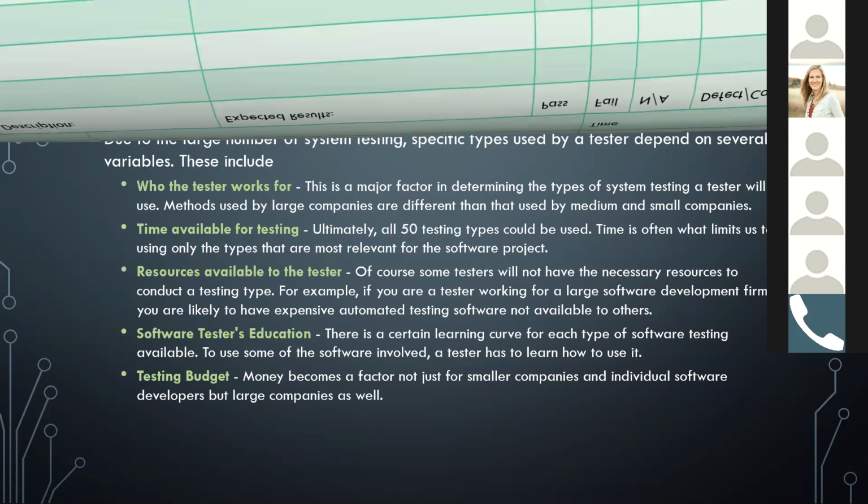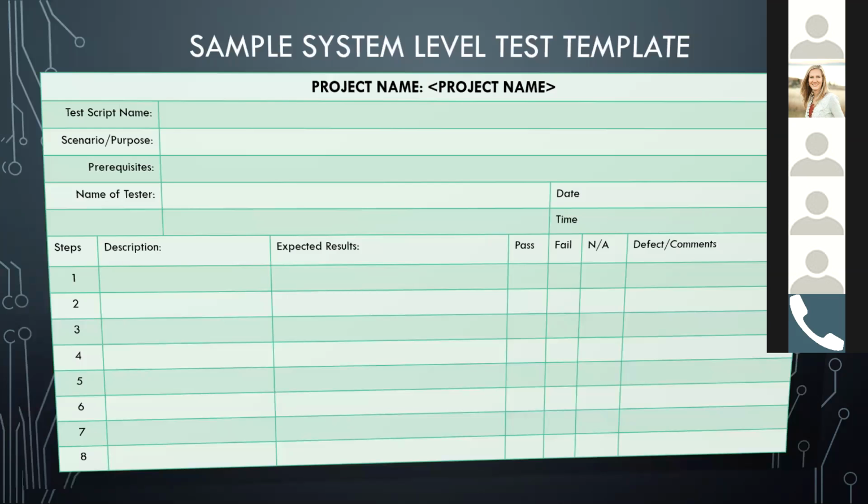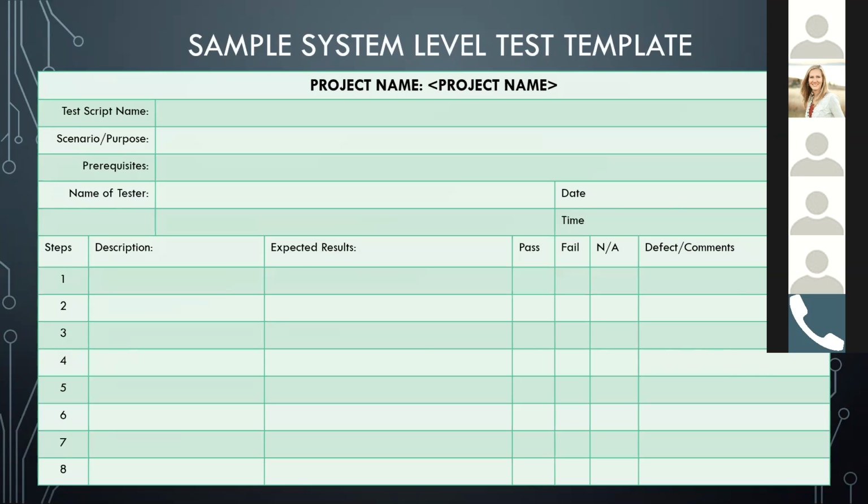So here's a sample system level test template, and I'll show you where I got that. It was actually found in our book. If you're doing human-driven system level testing, when completely created, it should be a script that can be executed by a human being. It generally takes the form of what the tester should do and see.